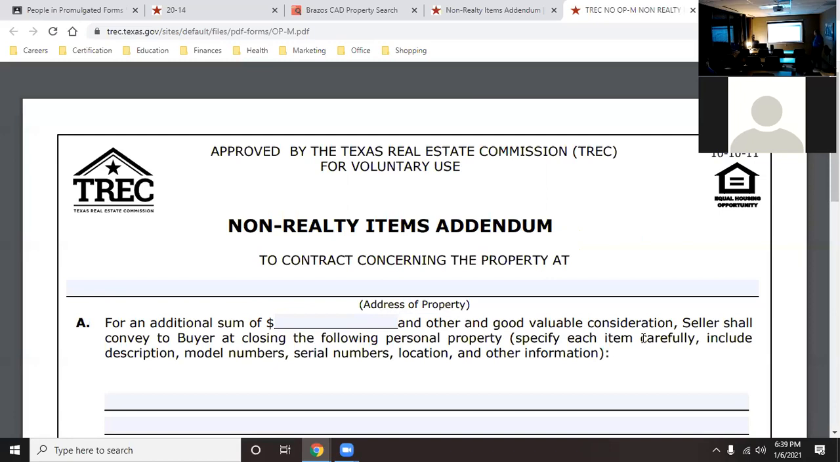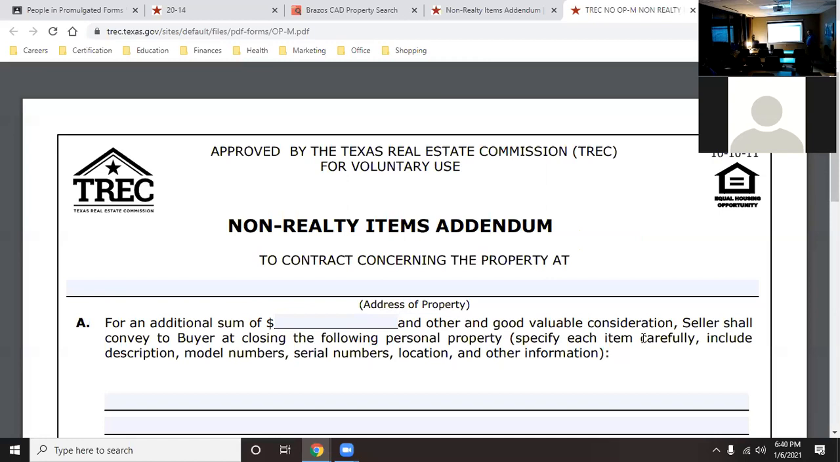Specify each item carefully, including description, model number, serial number, location, and other information. That's correct. So the key thing, as you can see here, is you have to be detailed.